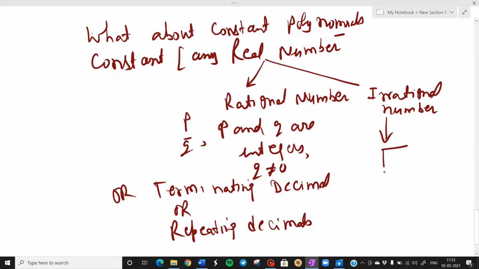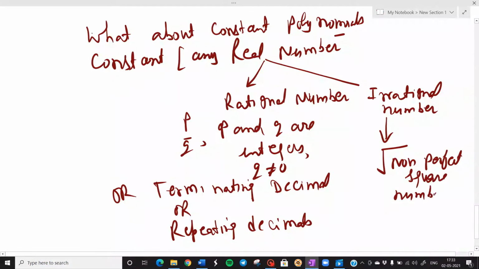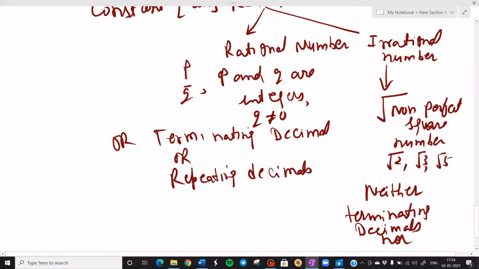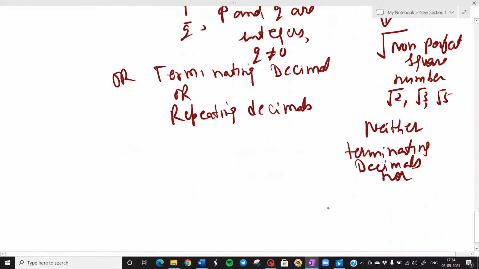An irrational number is the square root of non-perfect square numbers, such as root 2, root 3, root 5, and in decimal form it is neither terminating decimals nor repeating decimals.